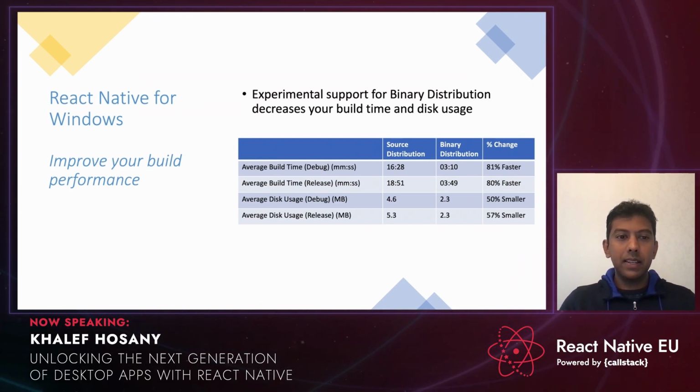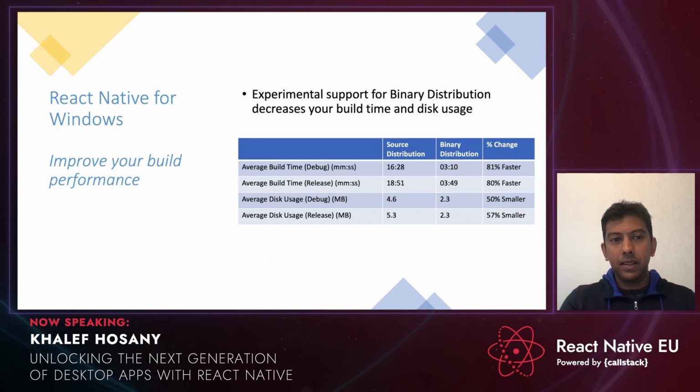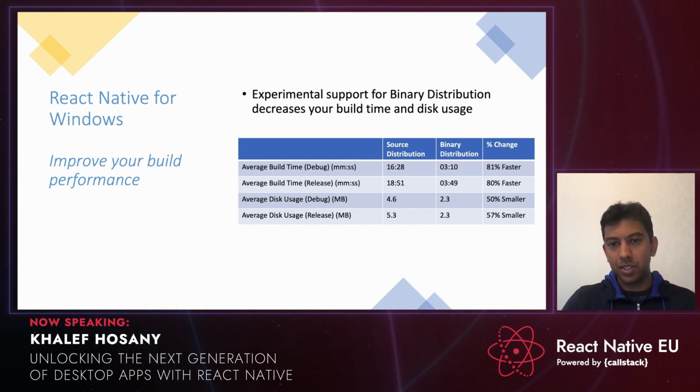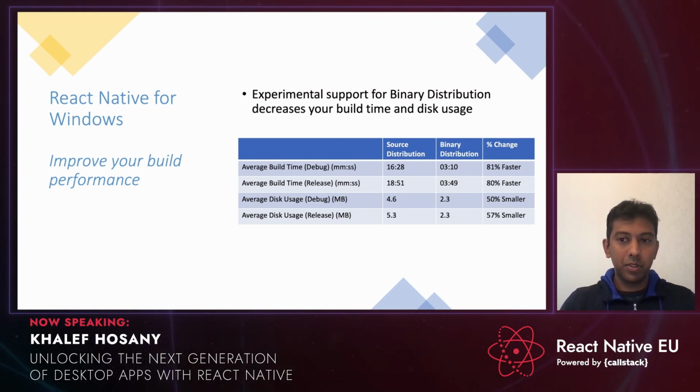So the next thing I want to talk about is your build time. We have in experimental support right now a binary distribution. What this is, instead of consuming React Native for Windows as source code, you can consume binaries that have already been built and just start building your application on top. This is something that we've been experimenting with, and we've seen really, really good improvements to both build time and disk usage by doing that. In our tests, the build time was about 80% faster, and the disk usage was about half of what it used to be. So this is still experimental. We're working to make it full production quality, but you can give it a shot and see if it works for you.